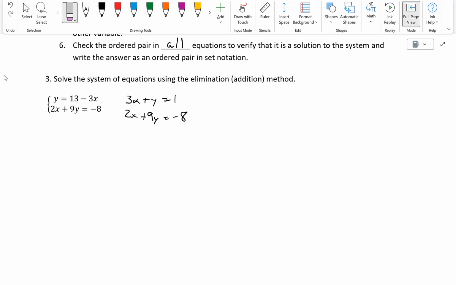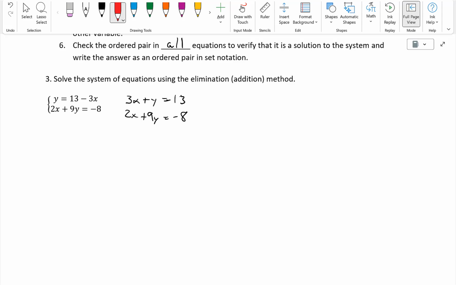Now you're welcome to eliminate either variable, x or y. Generally, you'll try an easier one, so you only have to multiply maybe one equation by a value instead of both. Like here, since we have prime numbers in front of the x, the 2 and the 3, we'd have to multiply the first equation by 2 and the second equation by negative 3 to get opposites there.